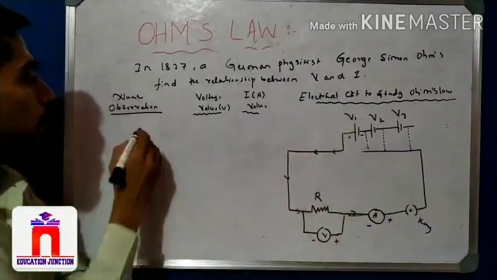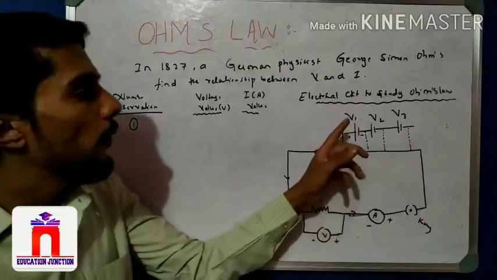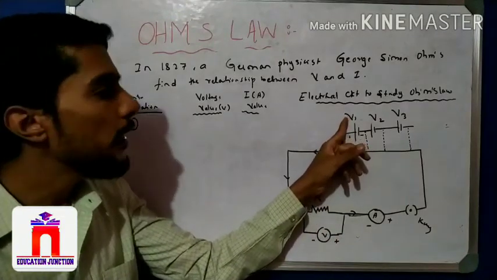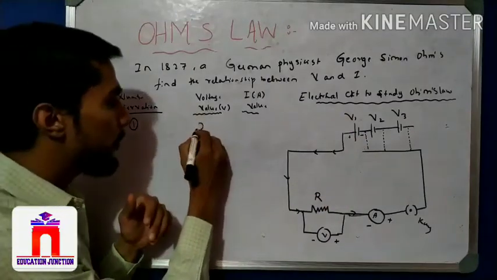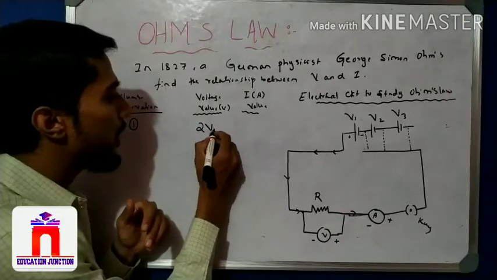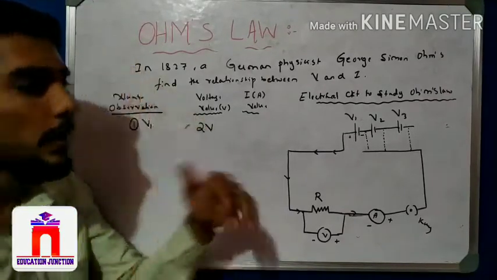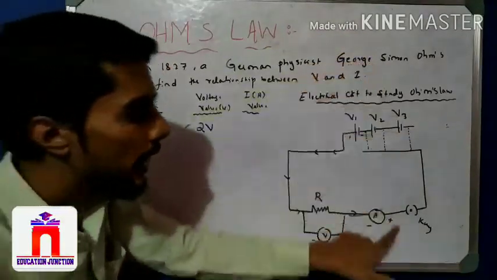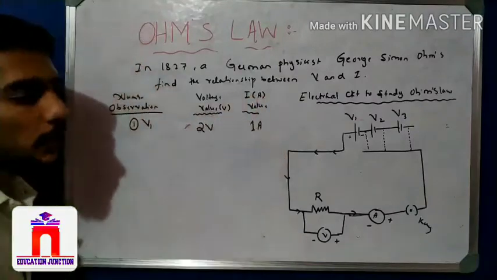First observation, number one. When the voltage is V1, for example, say it is 2 volt. Say V1 is the first observation. Imagine that it is 2 volt. So when the 2 volt is applied to the circuit, imagine that the current shown is 1 ampere.